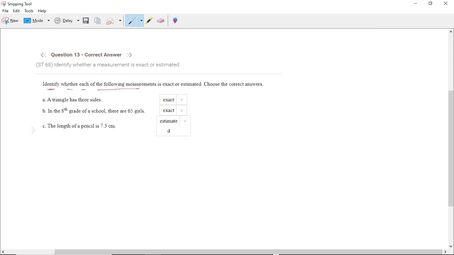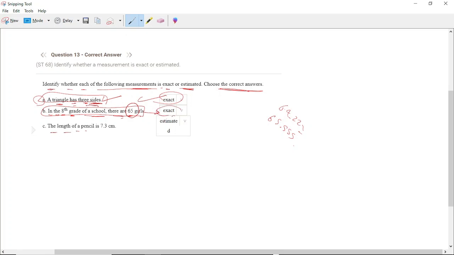Identify whether each of the following measurements is exact or estimated. Choose the correct answer. Number A, a triangle has 3 sides. This is a fact. A triangle has 3 sides, it cannot be 4, 2, or 1, so this is an exact measurement. In the 8th grade of the school, there are 65 girls. That means there is nothing called 65.555 or 64.222 girls. No, it's exactly 65. So this is an exact measurement.